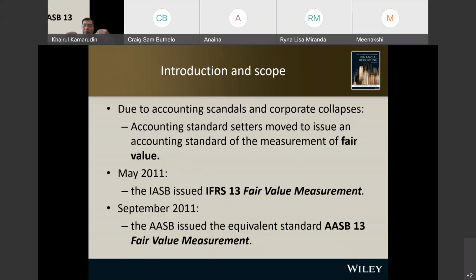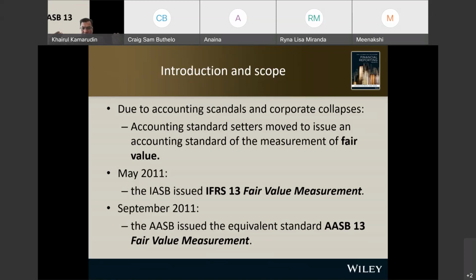However, because of the accounting scandals, maybe WorldCom, Enron, there was huge pressure to come up with a fair value measurement. We don't want to record things at historical cost. We want to have a clear guideline. What is the process? What is meant by the fair value measurement? How are we going to apply that? How are we going to report the value in our financial statement?